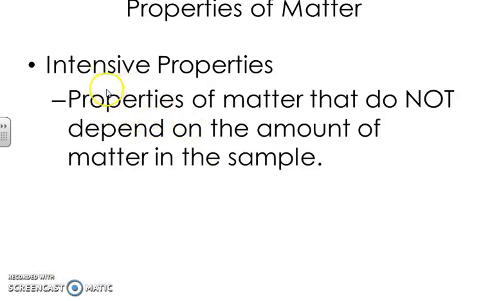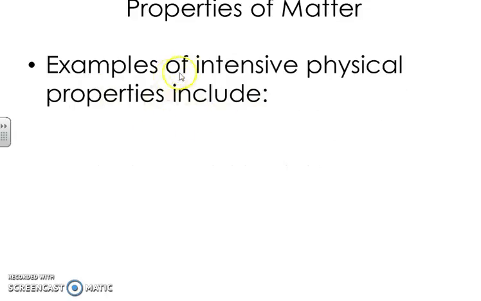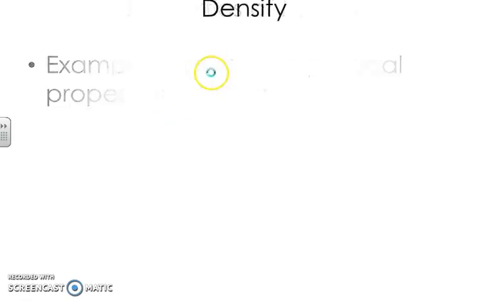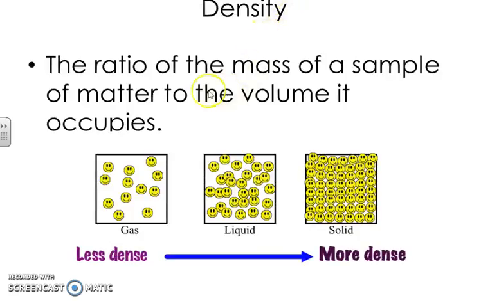Intensive properties are those properties of matter that do not depend on how much matter we have in the sample. Examples of intensive physical properties would include things such as density, one that we've dealt with significantly in the last few days. It's the ratio of the mass of a sample to the volume that it occupies.